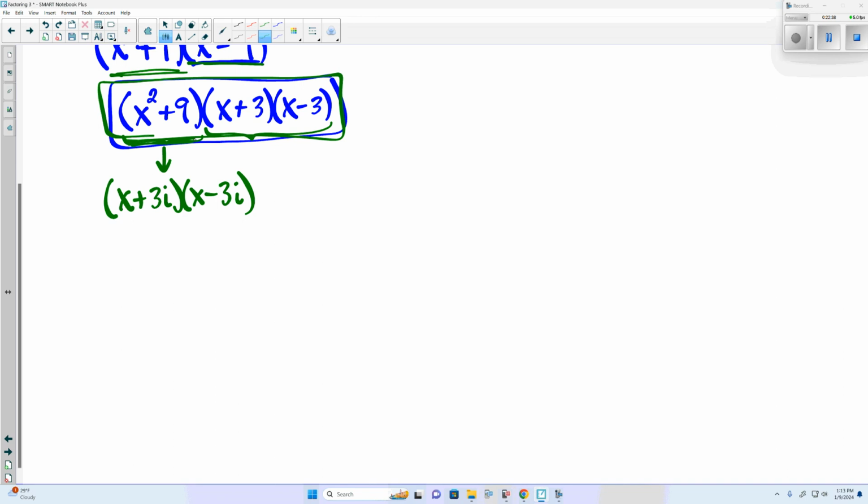Do I write that? No. Because here, it would almost be we set it equal to 0, solve for x. When we solve for x, we find out that x is equal to plus or minus 3i. Set it as 2 separate statements, solve for that, and go back to it. But this is the final answer.